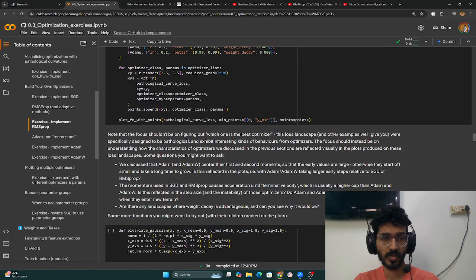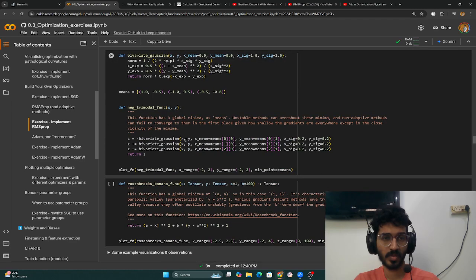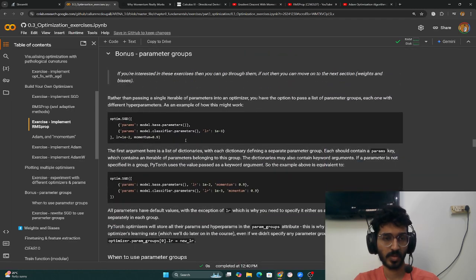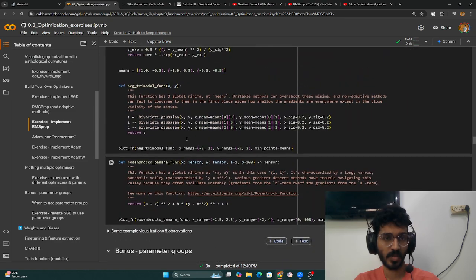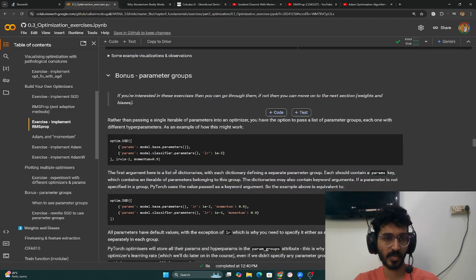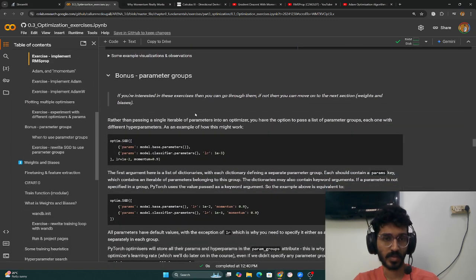Okay, there's some analysis of different optimizers for different hyperparameter values. And this small section on parameter groups.